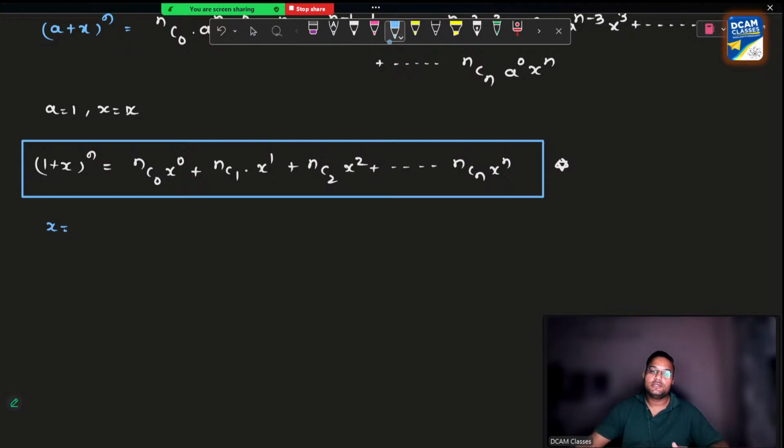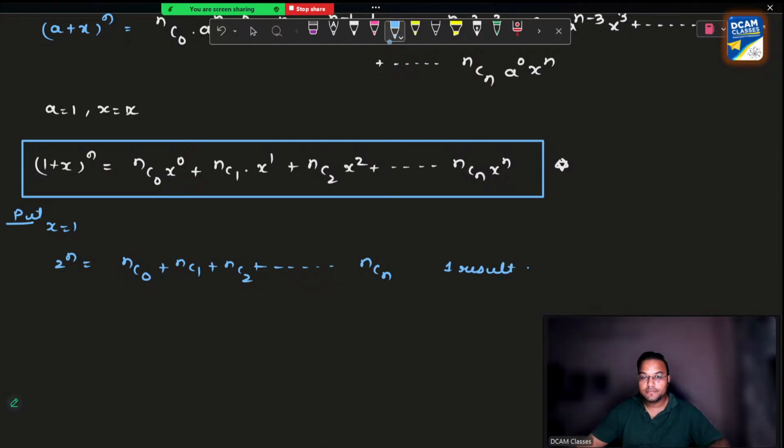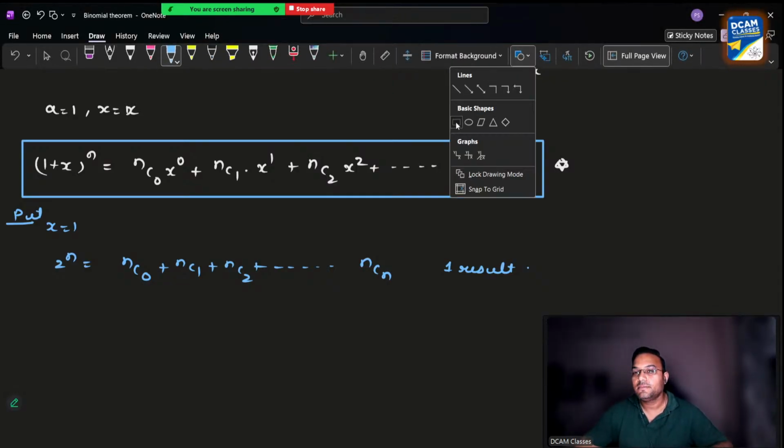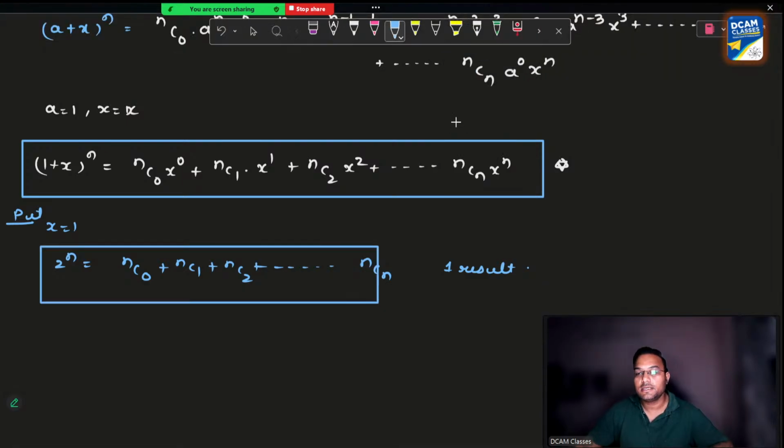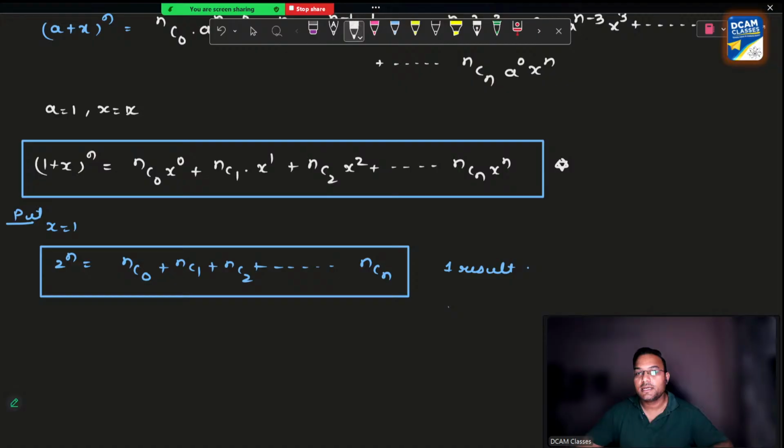Here, if you put x equal to 1 on both the sides, you'll get 2^n equal to nC0 plus nC1 plus nC2 plus and so on up to nCn. So this becomes one result. So the sum of the coefficients of the binomial theorem is 2^n. Clear? Diva, okay na? Yes, sir.